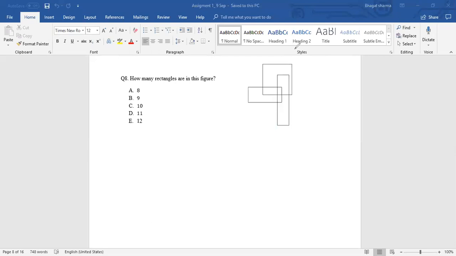So that's the logic here in this question, that a square is a rectangle, because if we look at the properties of a rectangle, opposite sides should be equal and all the angles should be 90 degrees, right? So the square satisfies all these properties. So the answer will be D, which is 11. Is it clear to everyone? Yes. But good effort. Okay, let's move to the next one.